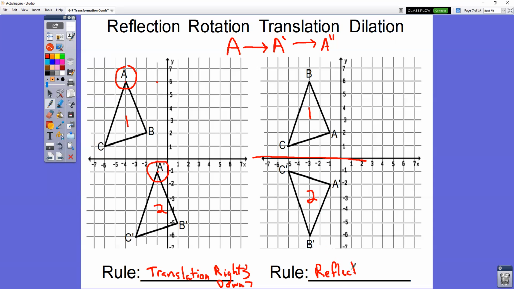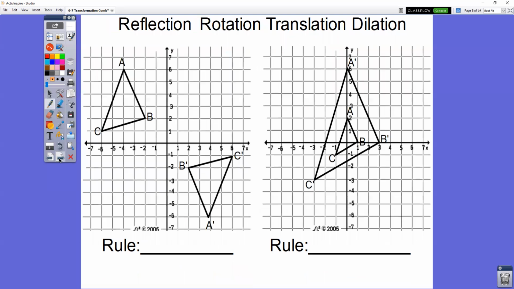And now again, with reflection, we have to be specific. Did we reflect it over the x-axis or did we reflect it over the y-axis? Well, this is the line that we're reflecting it over. This is your x-axis. So this is a reflection over the x-axis.